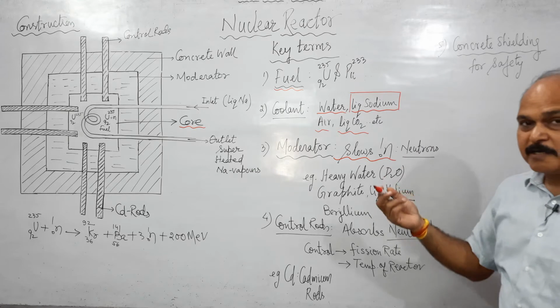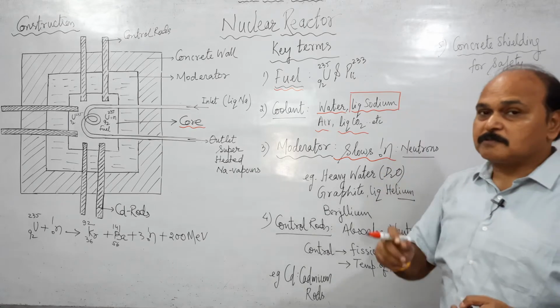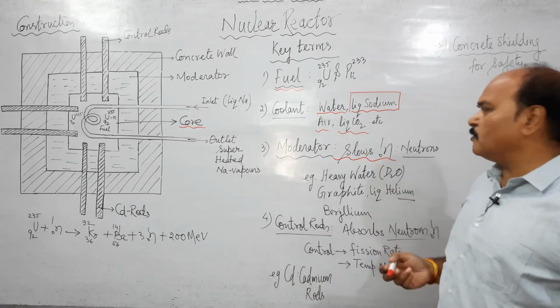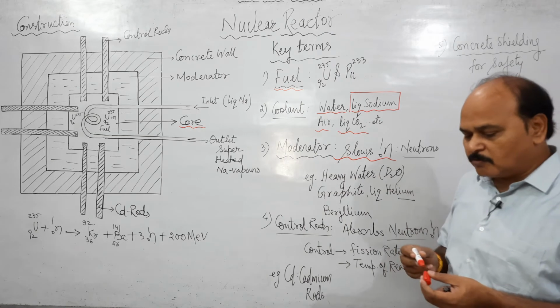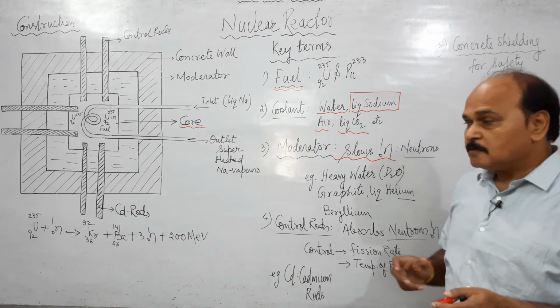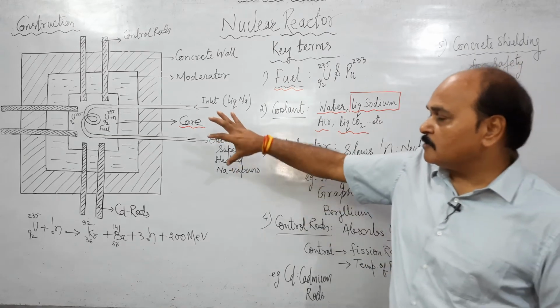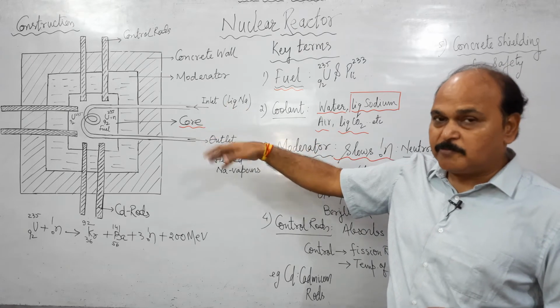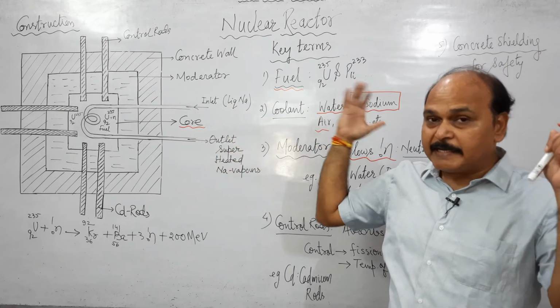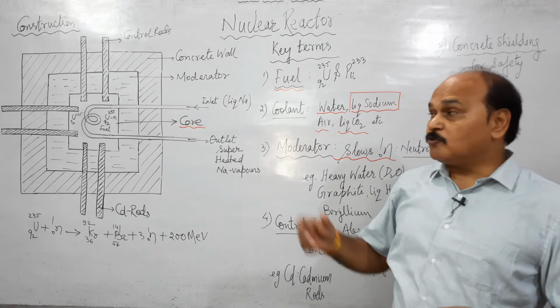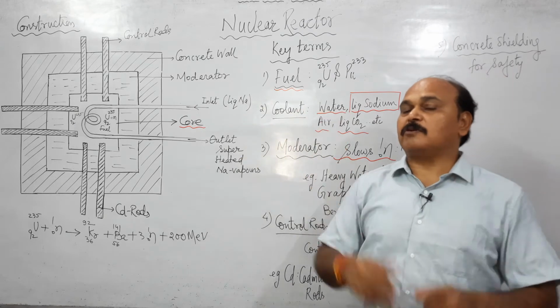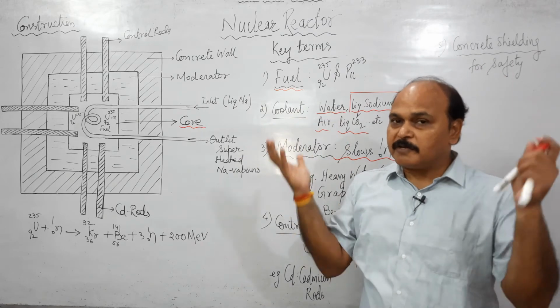The function of moderator is to slow neutrons. Why do we need to slow neutrons? We need to slow neutrons simply because the neutrons which are produced out of fission of uranium nuclei are very energetic. And to bring about fission, we need slow neutrons, that is, neutrons of very small energy.